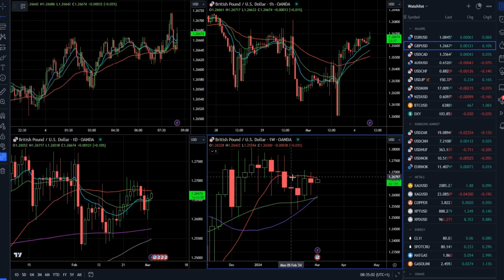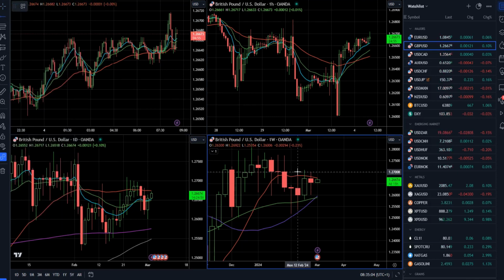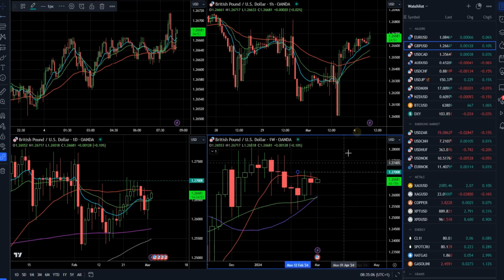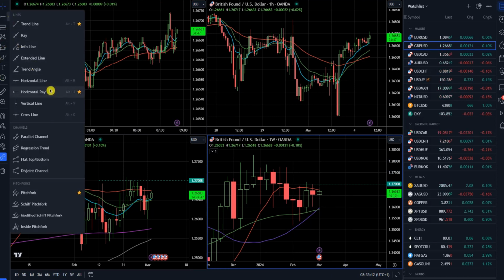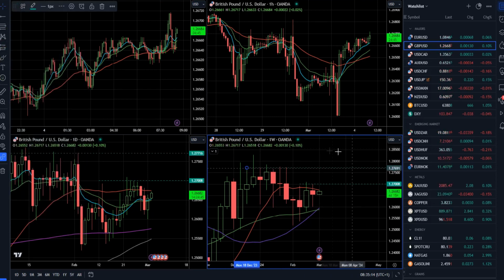So the potential breakout of, I will say, 1.2700 and hold above this level can confirm even a short mid-term rally towards 1.2770, watching higher time frames. So that is one potential scenario for this week.